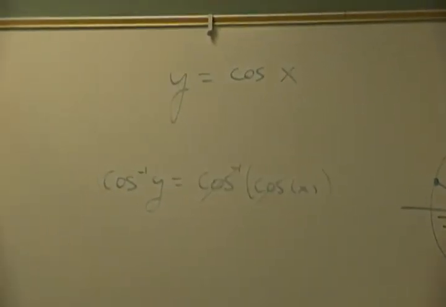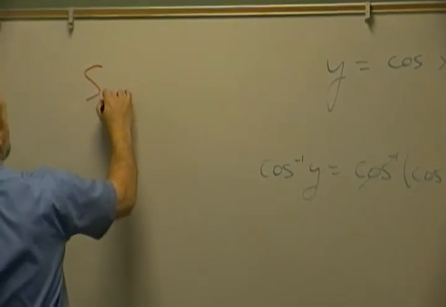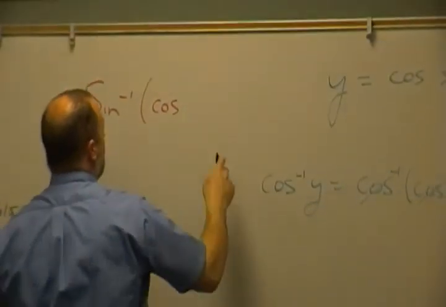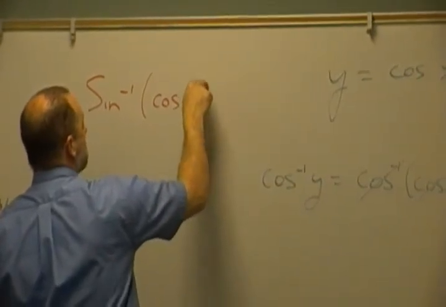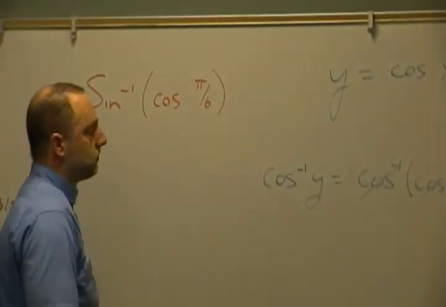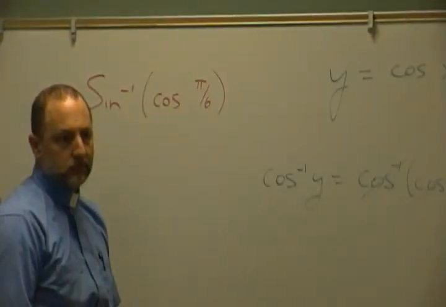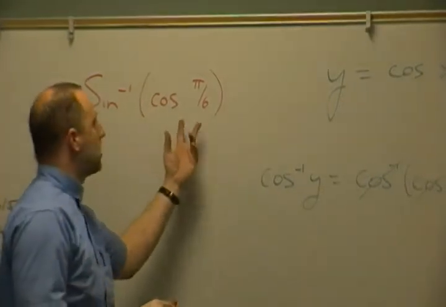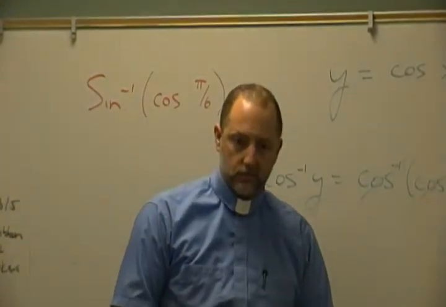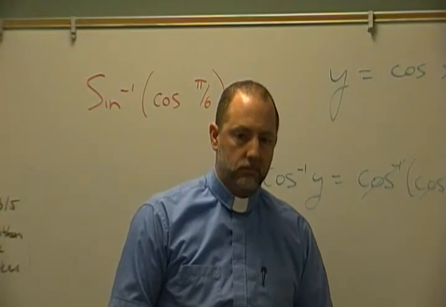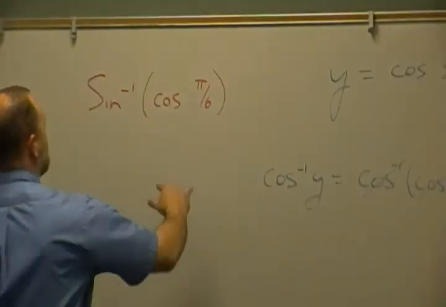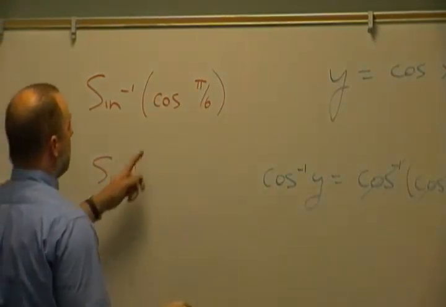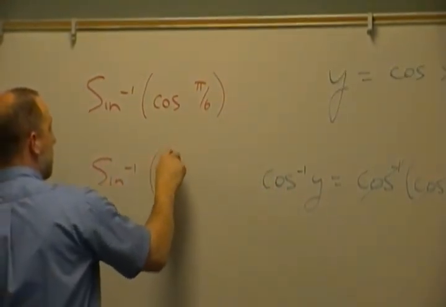You'll be asked, what is sine inverse of cosine of pi over 6? Well, we'll need to step through this a piece at a time. What is cosine of pi over 6? 30 degrees. Okay, so I'll simplify this first. Root 3 over 2. So cosine of pi over 6 is going to be root 3 over 2.